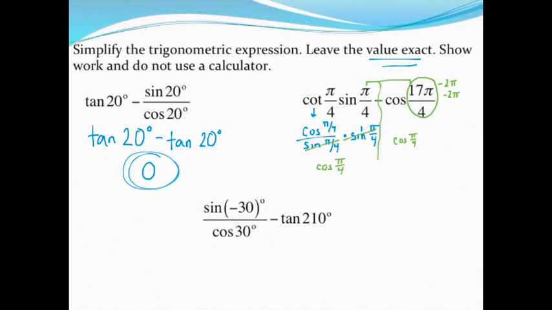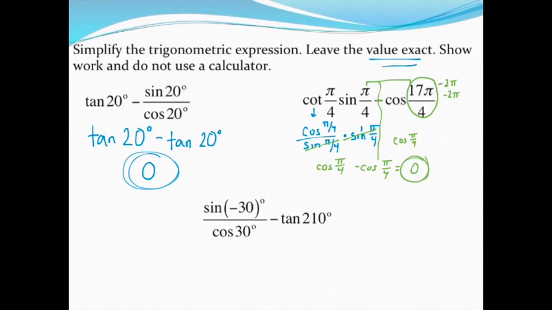Since this piece was being subtracted, I end up with cosine of pi over 4 minus cosine of pi over 4, which of course simplifies down to 0 again. So again, the answer I don't really care so much about. I care about using these identities to simplify these expressions. So let's take a look at one more example down here.